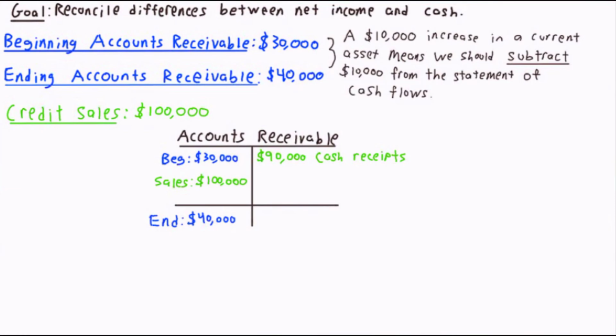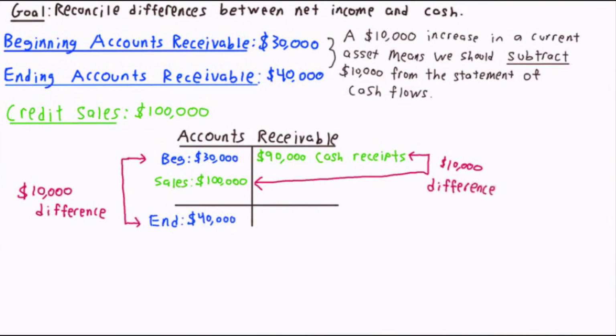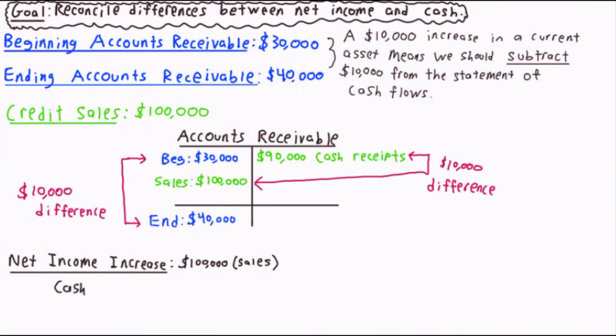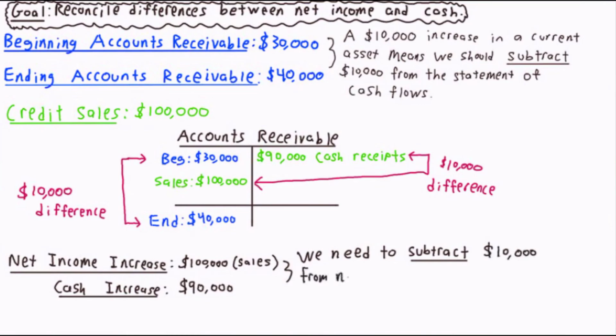The point here is the difference between the beginning and ending accounts receivable balances is the same as the difference between sales and cash receipts. They are both $10,000. So, remember, our goal is to reconcile the differences between net income and cash, and we found one. Net income is increased by $100,000 through sales, but cash is only increased by $90,000. So we have to subtract $10,000 from the change in net income to get to cash. That's exactly what the rule from the chart told us to do.